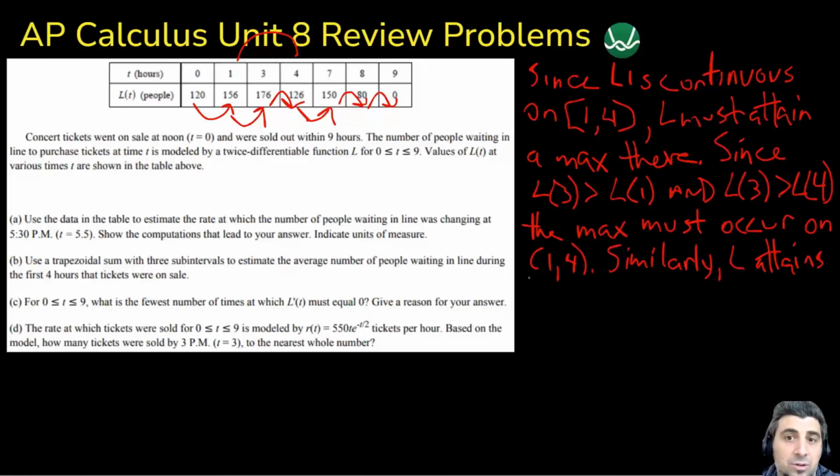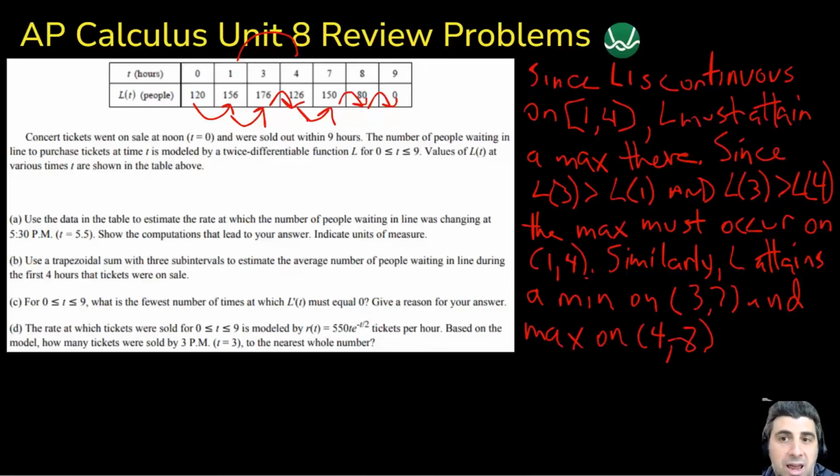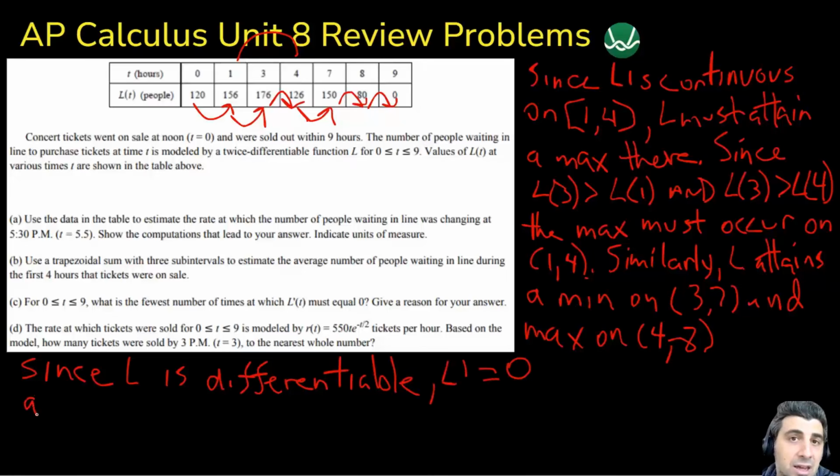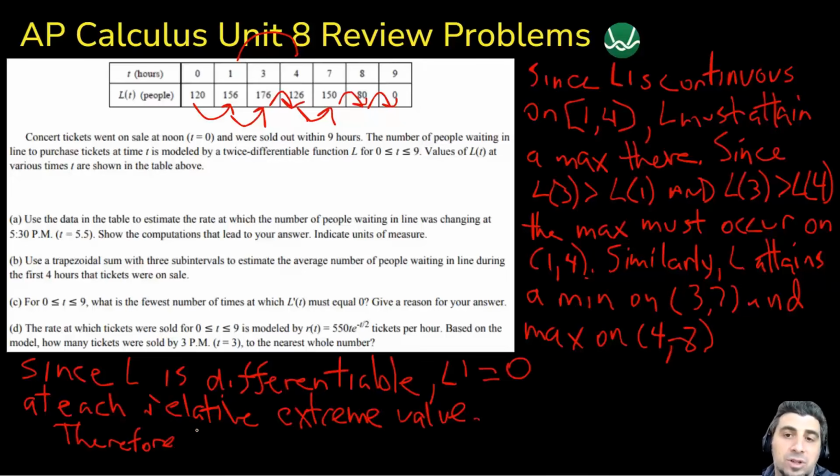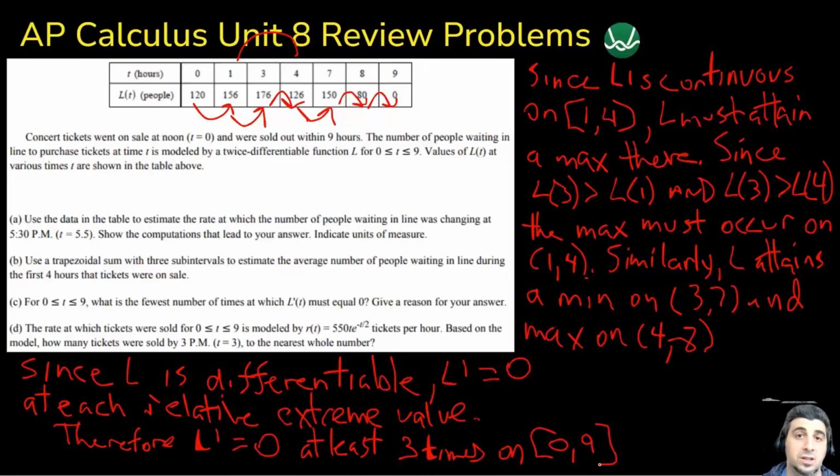Similarly, L is going to attain a minimum on 3 to 7 and a max on 4 to 8. Since L is differentiable, L prime has to equal 0 at each extreme point on the interval 0 to 9. So L prime equals 0 for at least 3 values of t in the interval 0 to 9. Part C, you would get 3 points. You get 1 point for considering the relative extrema of L on the interval 0 to 9, 1 point for the analysis, and 1 point for the correct conclusion.